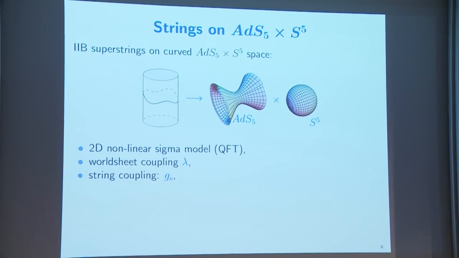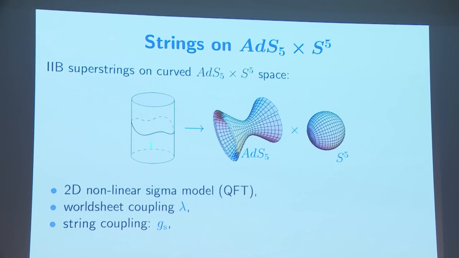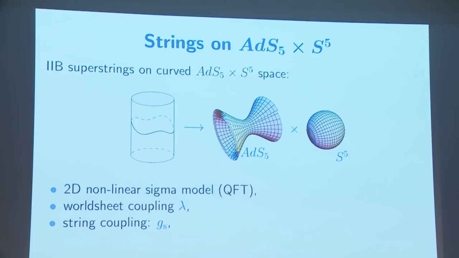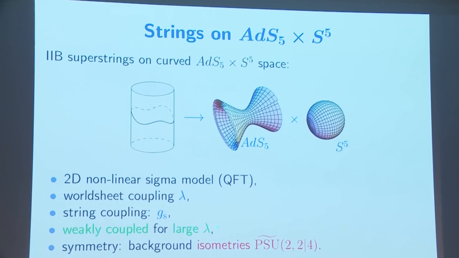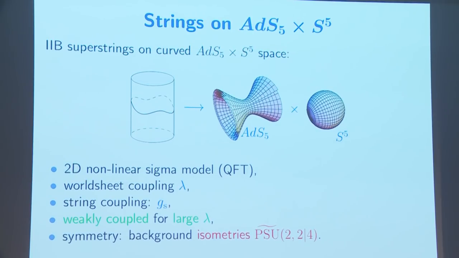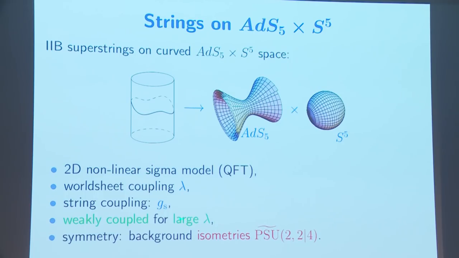On the one hand, there are strings on ADS5 cross S5, which you can view as the embedding of a two-dimensional world sheet into this 10-dimensional curved target space. From a physics point of view, this is a two-dimensional nonlinear sigma model. The way I would want to view it is as a two-dimensional quantum field theory of a particular setup. And it has two coupling constants: the worldsheet coupling lambda and the string coupling G string, or at least these are the dimensionless coupling constants that you can form. It's a weakly coupled model when this parameter lambda is large. Of course, you can also view one over lambda or one over square root lambda as the coupling constant, but here I'll just consider lambda large as the weakly coupled regime.